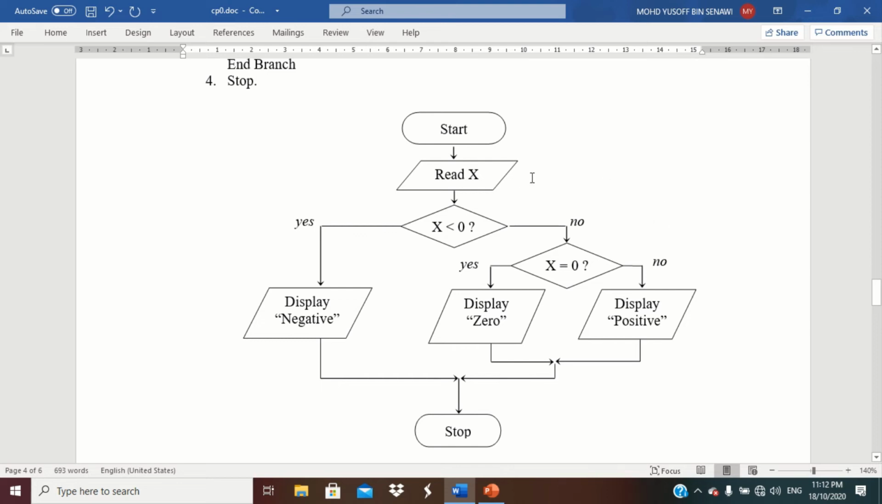This is much clearer. Start, read x, test x negative. If yes, display negative, follow the arrow, stop. Else, the next test is x is equal to 0. If yes, display x is 0, follow the arrow, stop. Otherwise, for this test, x has to be positive, display positive, follow the arrow, stop.